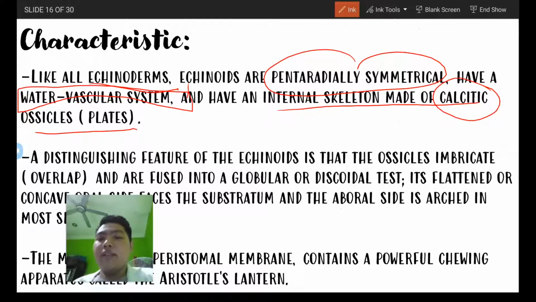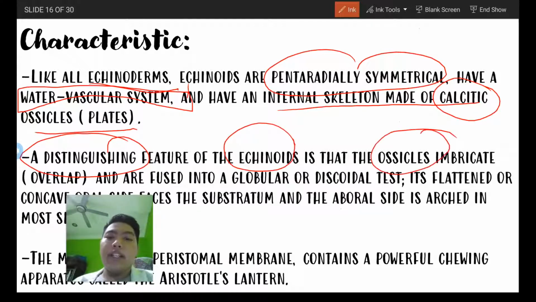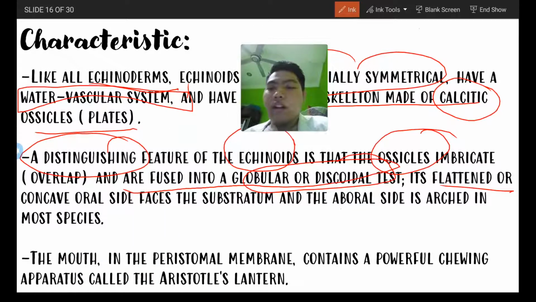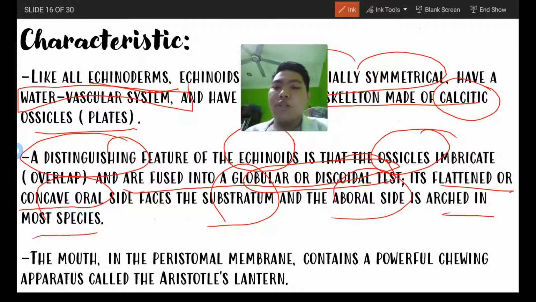A distinguishing feature of the echinoid is that the ossicles imbricate and fuse into a globular or discoidal test. Its flattened or concave oral side faces the substratum and the aboral side is arched in most species.